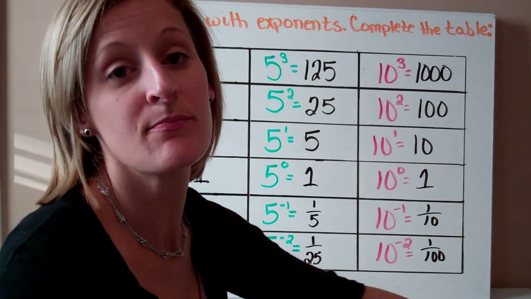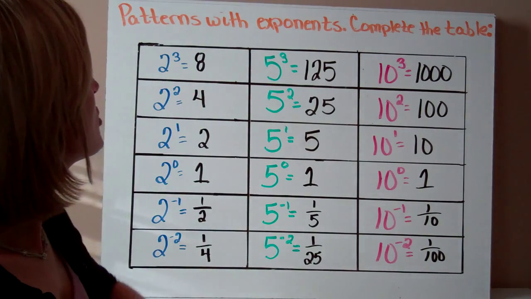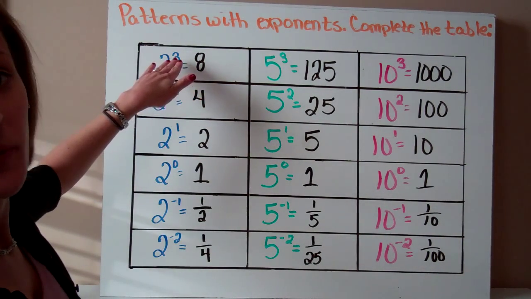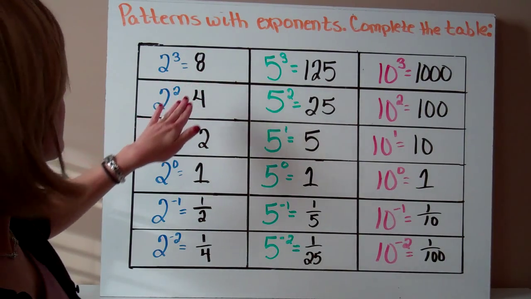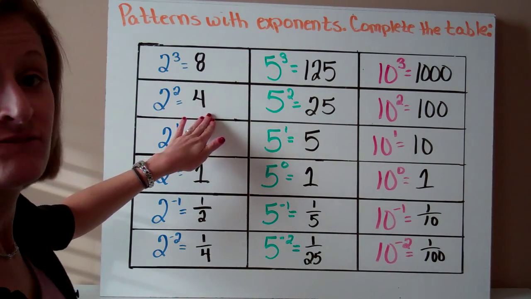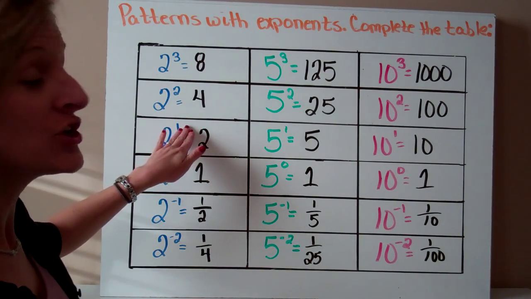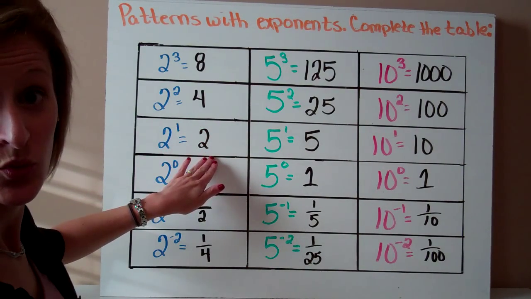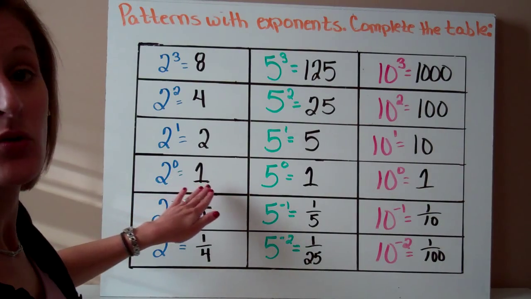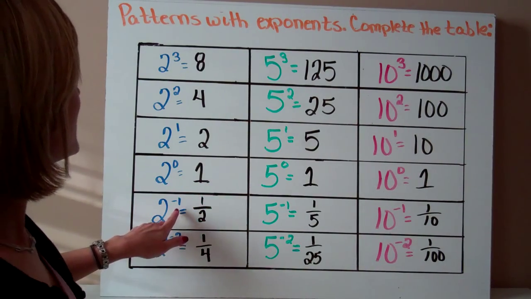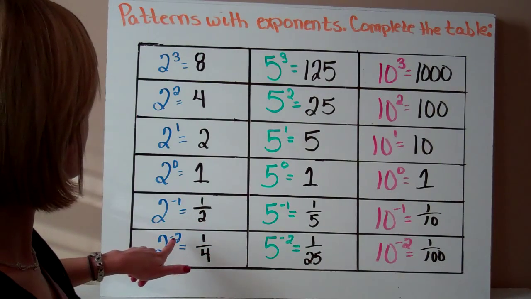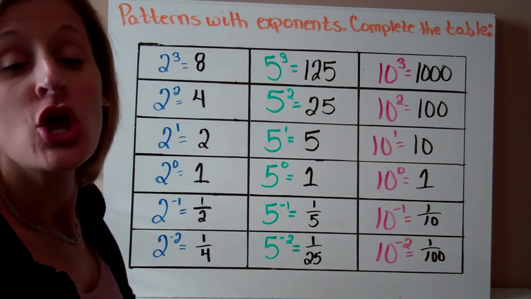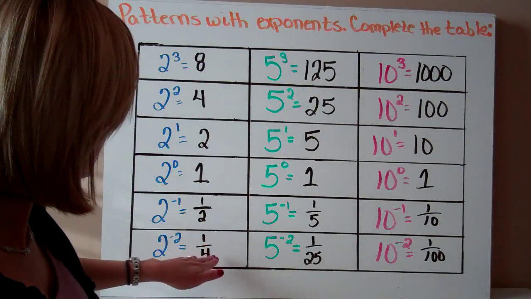Alright, let's look at some patterns with exponents. Notice if I do 2 to the third power, that's 2 times 2 times 2, I get 8. 2 to the second power is 4. 2 to the first power is 2. 2 to the 0 power is 1. Then 2 to the negative first is actually 1/2. 2 to the negative second is 1/4. Notice the denominators in these two.